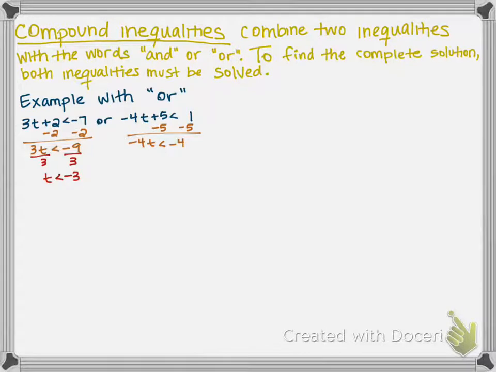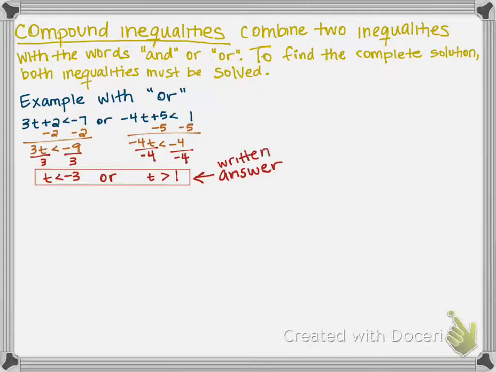So I subtract 5 from both sides. Negative 4t is less than negative 4. I divide by negative 4 on both sides, and I see that t is greater than 1. So my complete written answer would be t is less than negative 3, or t is greater than 1. So what does that look like?